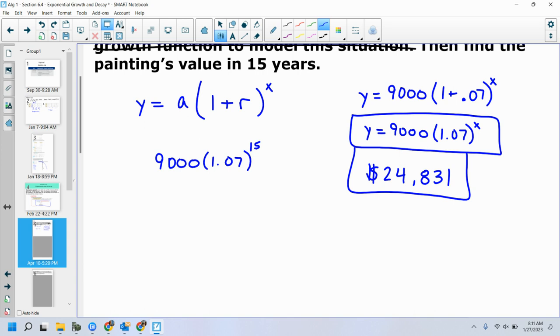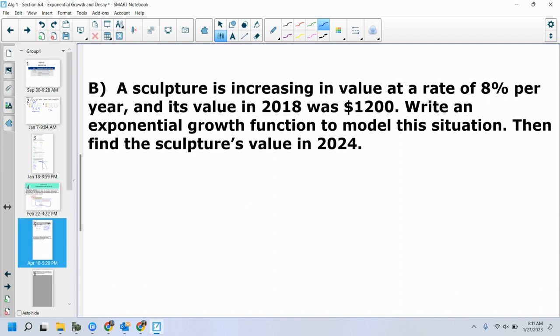A lot of investments grow exponentially, or hopefully not, but decay exponentially. Okay, things like that happen. Growing exponentially or decaying exponentially. A sculpture is increasing in value at a rate of 8%. And its value in 2018 was $1,200. Again, right there, I can stop, and you should know that this is exponential growth. Okay, we have our rates, we have our time, we have our original amount, right? So we have our y is equal to A times (1 plus R) to the X.